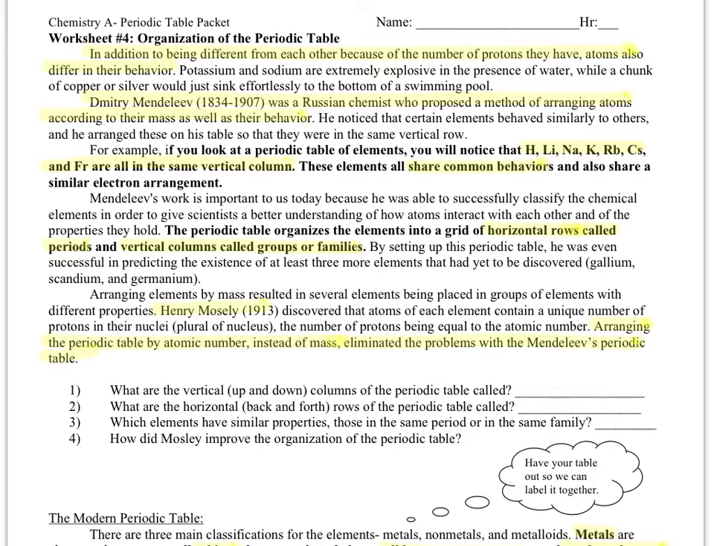This is worksheet 4 of the periodic table packet. Again, you're going to want to have out something to write with and also a highlighter so that you can make your worksheet look just like mine.